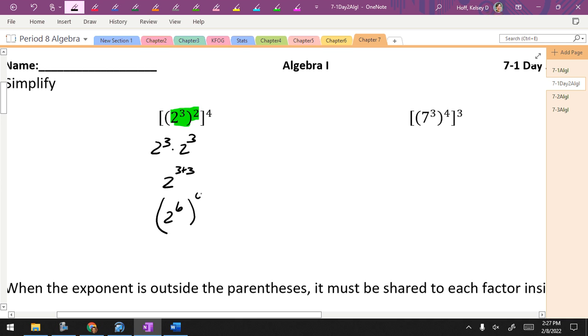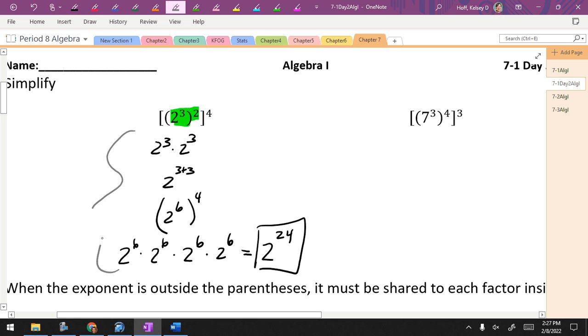But really, I have a fourth power out there. So I have a 2 to the sixth, a 2 to the sixth, a 2 to the sixth, a 2 to the sixth, which is really 2 to the 24th. I don't know about you guys, but I like to be lazy. I don't want to do this.